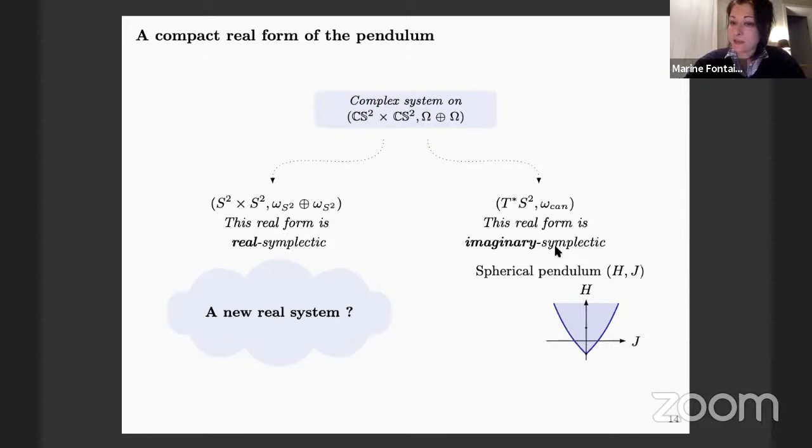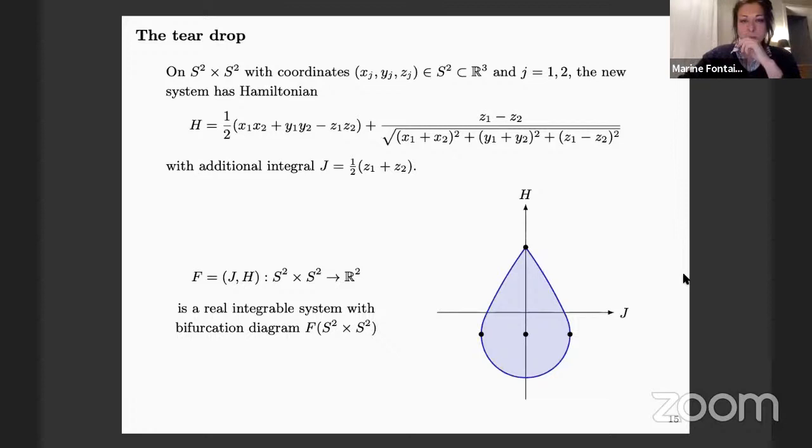So we can take this spherical pendulum on this imaginary real form. We can complexify it to get a holomorphic system on this complex manifold. And we push it back onto this other real form, and it turns out that the Hamiltonian is purely real. So you have a new real integrable system on S2 cross S2. So what is this system? I'll give you the Hamiltonian. This part comes from the kinetic energy of the spherical pendulum, and this is what the potential becomes.